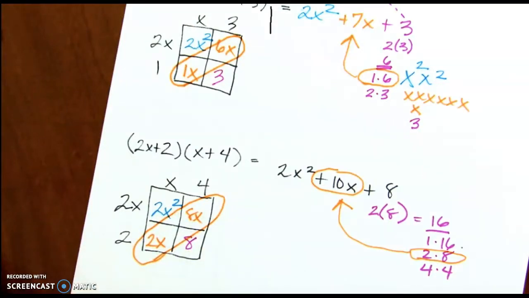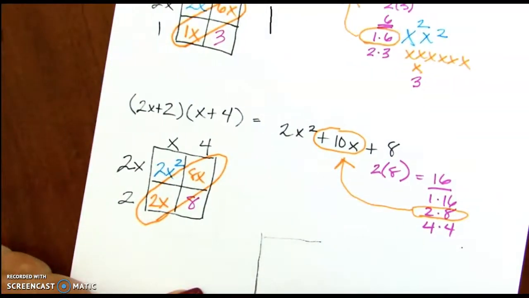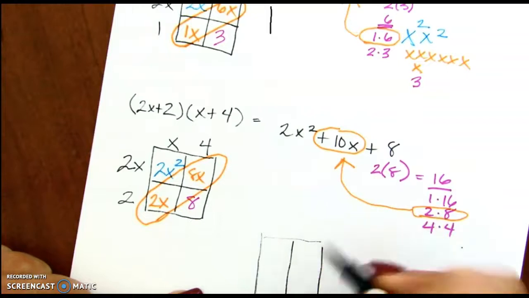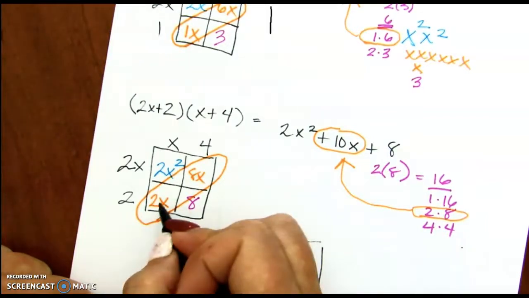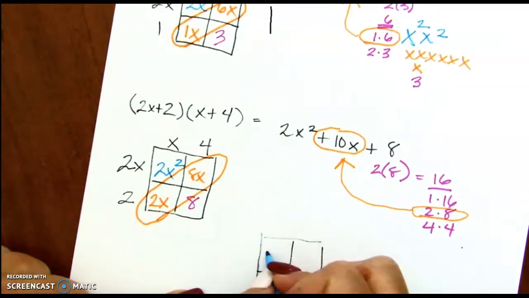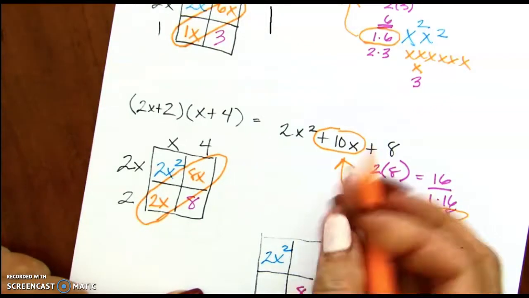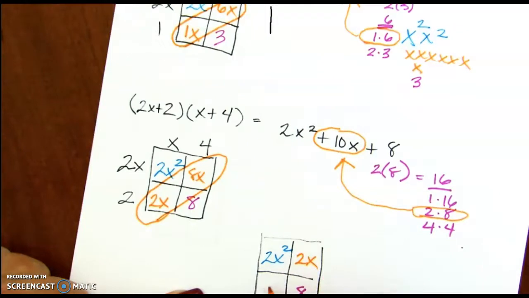All right, but what if some of you may have been saying, well, how did you know where to put the 2 and the 8? So let's see here. Let me rewrite this. What if I would have put the 2x here and the 8x here? So I have a 2x and an x.